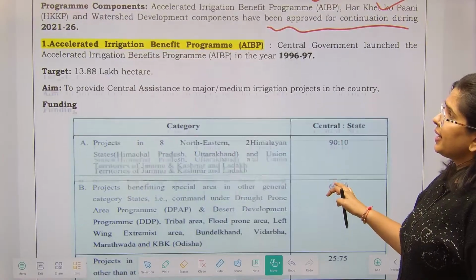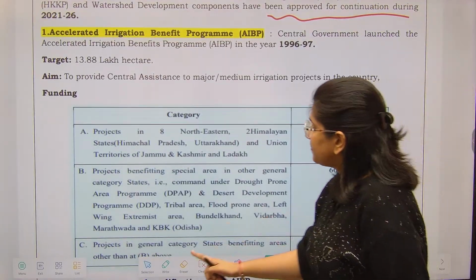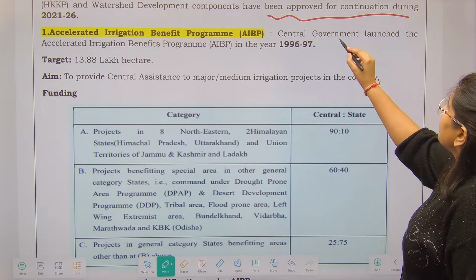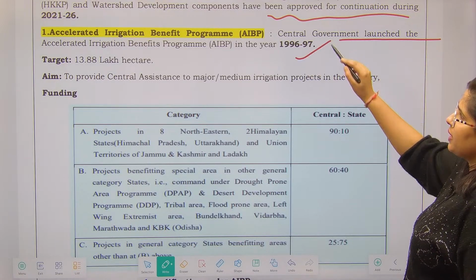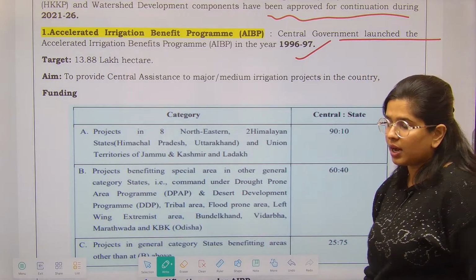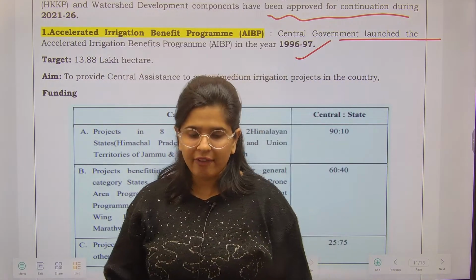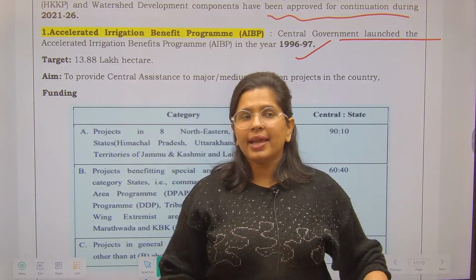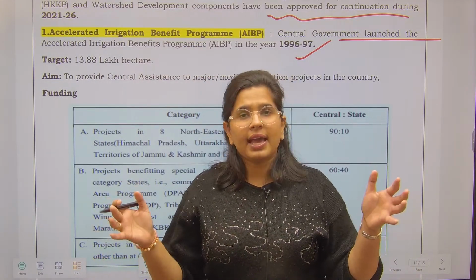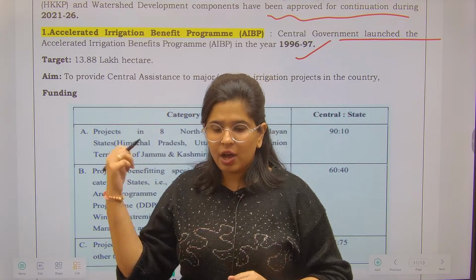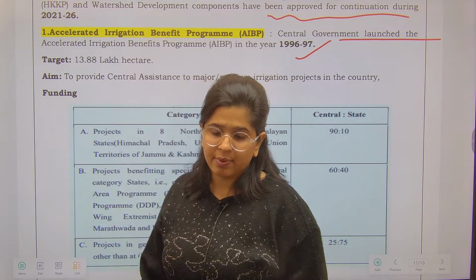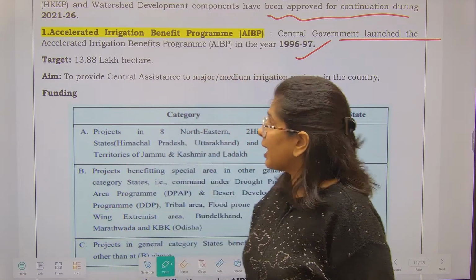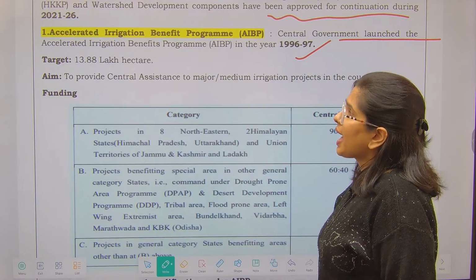So the Accelerated Irrigation Benefit Program, the central government launched this in the year 1996. Now you will ask how this has been integrated in the Pradhan Mantri Krishi Sinchai Yojana. So the existing schemes which were going on have been merged, and that is how Pradhan Mantri Krishi Sinchai Yojana has been brought into existence. The target is obviously 13.88 lakh hectares.